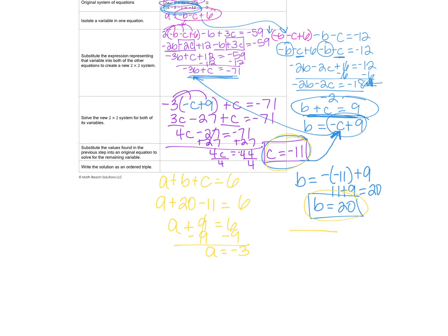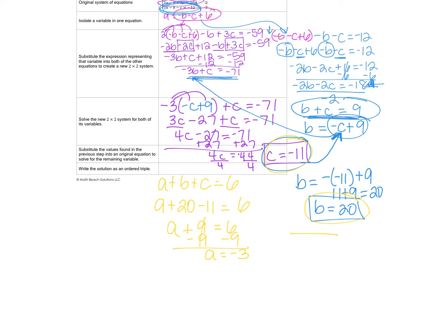All right, so in an ordered triple, X comes first, and then Y, and then Z. When you're using different variables, you put them alphabetically. So A is going to come first, negative 3. B is going to come second, 20, and C will come third. So there's your ordered triple.